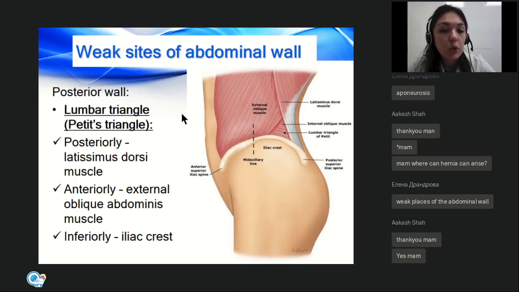Posteriorly, it is the lumbar triangle. Here we can see it, or the Petit triangle. Posteriorly, it is bounded by the latissimus dorsi muscle, anteriorly by the external oblique abdominis muscle, and inferiorly by the iliac crest. Okay, it is the Petit triangle.